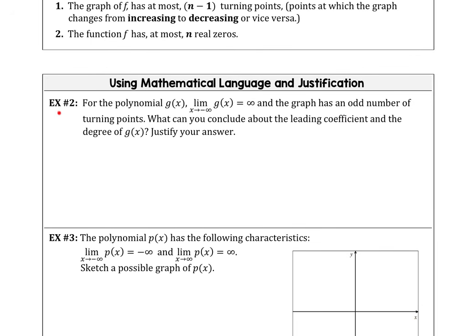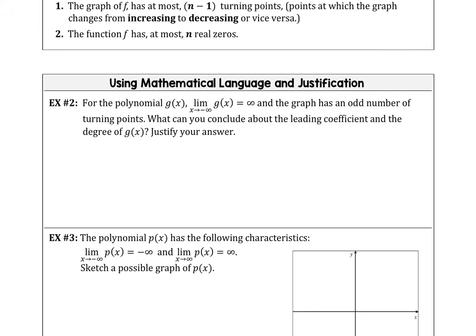So example 2, this is a good way to justify or explain what you know. For some polynomial g of x, if the limit as x approaches negative infinity on the graph is heading to positive infinity, and the graph has an odd number of turning points, what can you conclude about the leading coefficient and the degree of g of x? Can you justify your answer? So I'm going to ask you to write something in your own words that would help you grasp that concept.